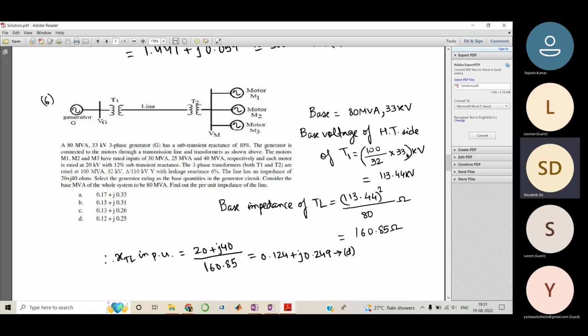We know the voltage ratio of transformer one, which is, sorry, this will be 110. I made a mistake here, I'll correct this. So this is 110 by 32, and we have the base voltage which is 33 kV. So we get the base voltage rating at the high end, which comes out to be 113.44. Again, using the same concept, we calculate the base impedance of the transmission line, using the formula power equals V square by R. This is the voltage and this is the MVA rating.